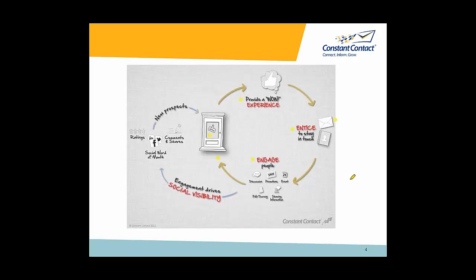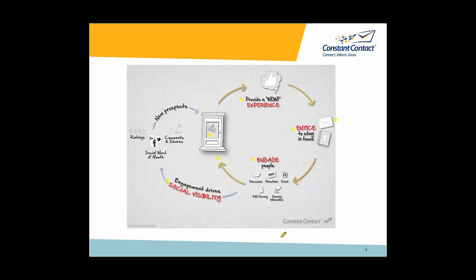But what happens is when you engage with people, depending on how you engage with them, other people are going to start to notice that. They're going to notice that you're having discussions. They're going to notice that this restaurant is having an event and people are becoming attracted to it. And that's what's called social visibility.